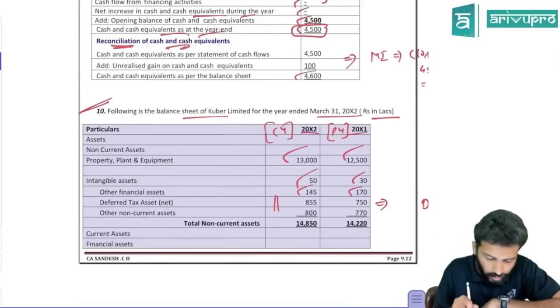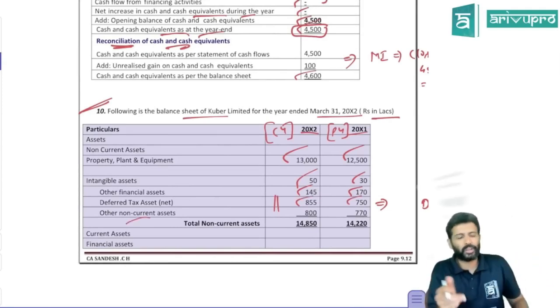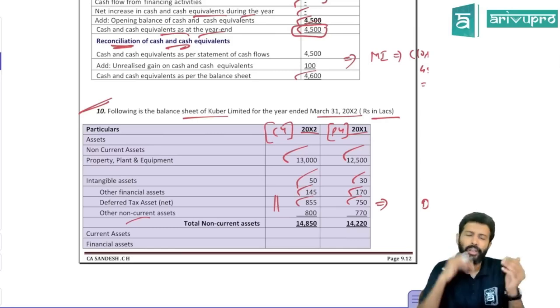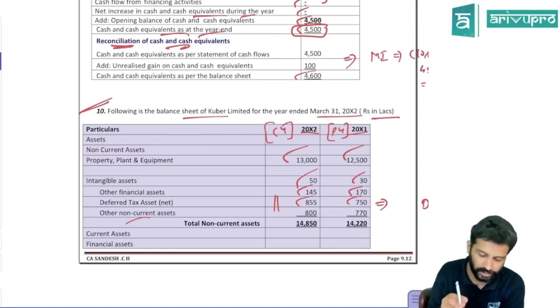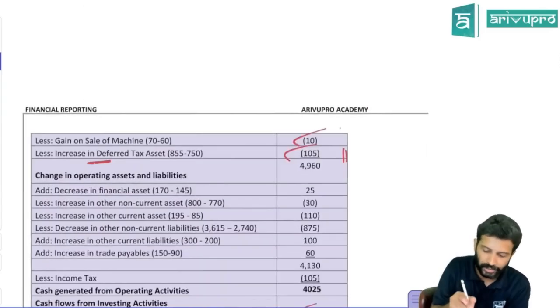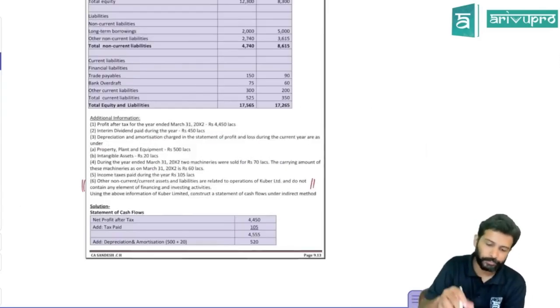Deferred tax asset already we have adjusted, so it's fine. Other non-current assets also they told. Normally other non-current assets could be anything. But in this problem they're asking us to assume that it is part of operation. Hence we have to show it under working capital changes itself. 770 became 800. So it has increased. Increase in current asset means minus. So minus 30 they've done.